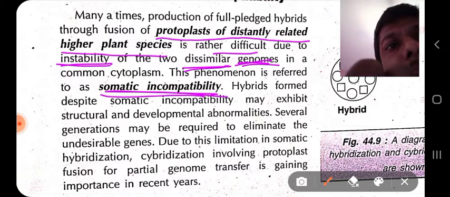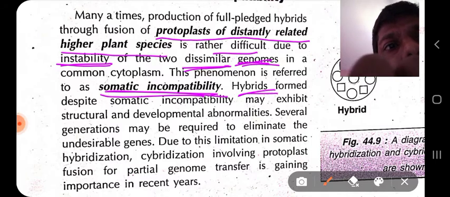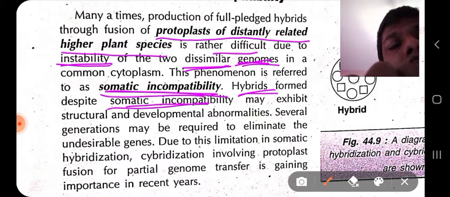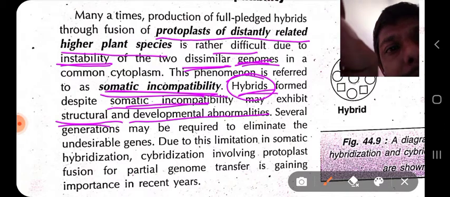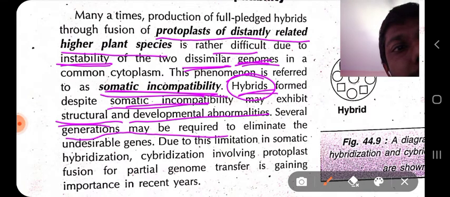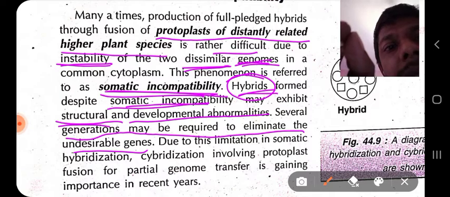Hybrids formed despite somatic incompatibility may exhibit structural and developmental abnormalities. So when hybrids in which somatic incompatibility occurs are regenerated into plants, they show some structural deformation and developmental abnormality. Several generations may be required to eliminate the undesirable genes. Due to this limitation, somatic hybridization involving protoplast fusion for partial genome transfer is gaining importance in recent years.